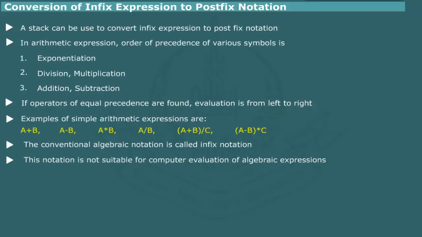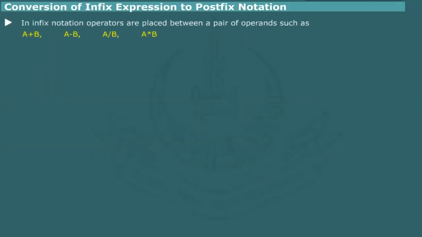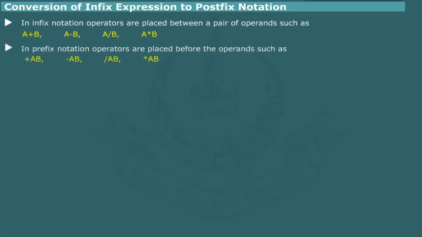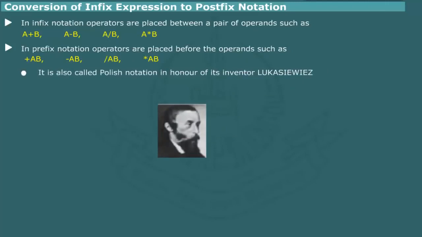To simplify the processing steps, two alternative representations are used, which are called prefix and postfix notation. In the prefix notation, the operator symbol is placed before the operands. For example, the infix expressions are written in prefix notations as shown. The prefix representation is also called Polish notation in honor of its inventor, Polish mathematician Jan Lukasiewicz.